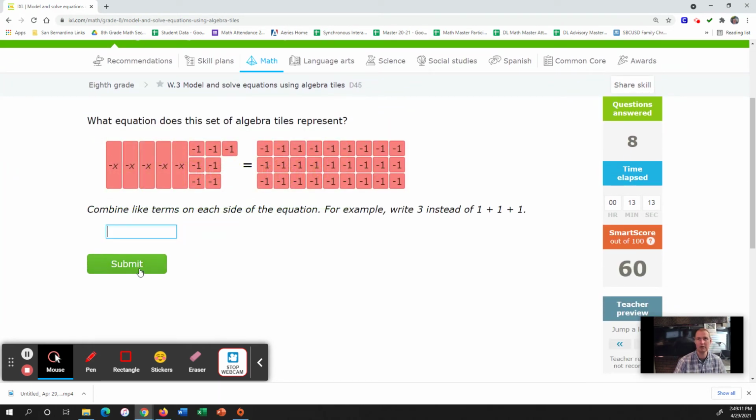All right, ooh, they're trying to throw us a curveball here, trying to make it a little bit more confusing, but you know what? It's the same thing. First of all, we're starting with all negatives, so we're going to use a negative. We have 1, 2, 3, 4, 5 sets of the x's, so we're going to call that negative 5x.